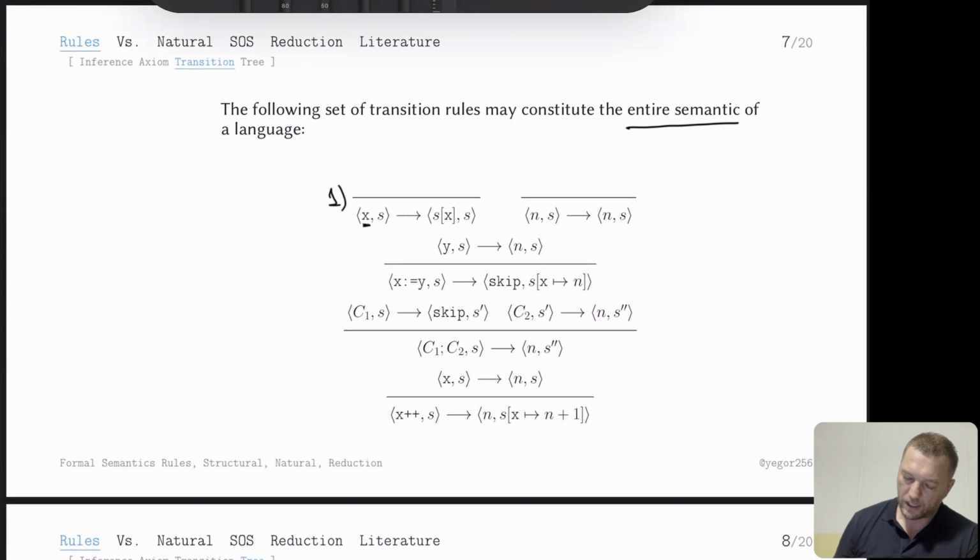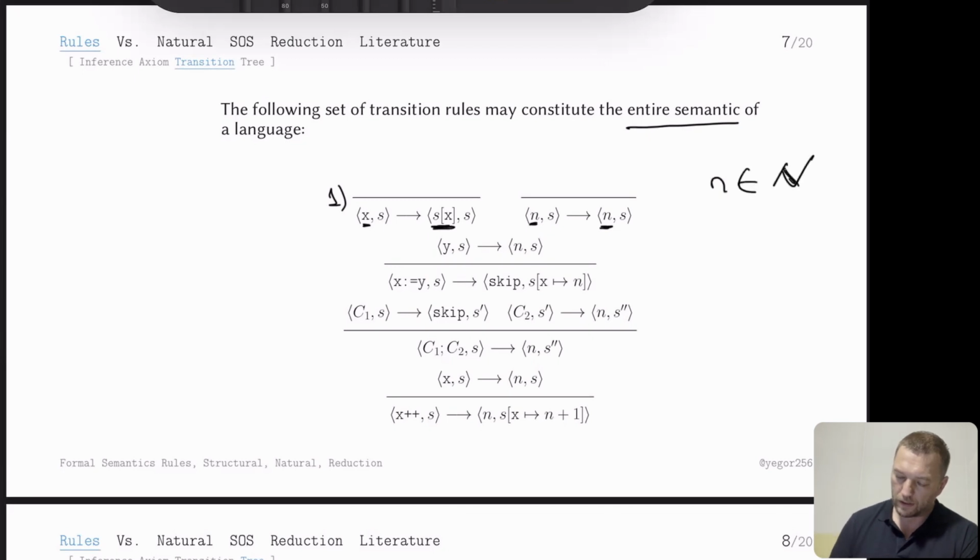It says that if you see x, then you just go to the state, to the memory, and take the variable from there by the name x. Simple as that. So if the syntax says x, then it means you need to read from memory and replace this x with what you found in memory. The second rule: if you see n, you just do nothing, you just stay. We assume that n is a number.